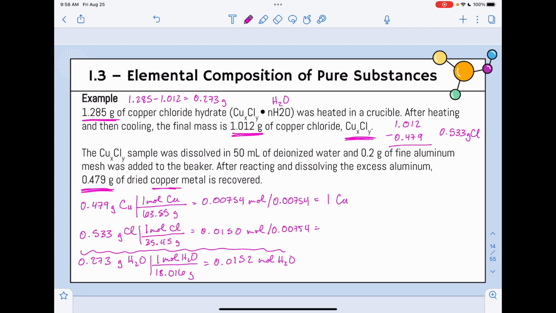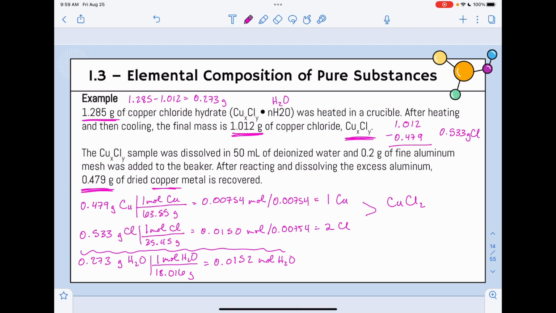And if I do 0.0150 divided by 0.00754, I've got essentially 2, right? It's 1.989. That's 2 chlorines, because we don't use decimals in chemical formulas; we need whole numbers. So this tells us that our ratio is 1 copper, Cu, to every 2 chlorines, so CuCl2.